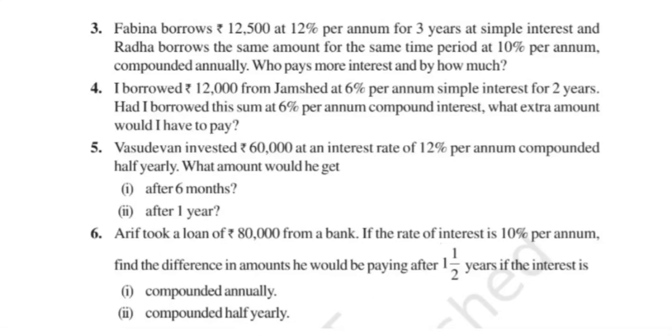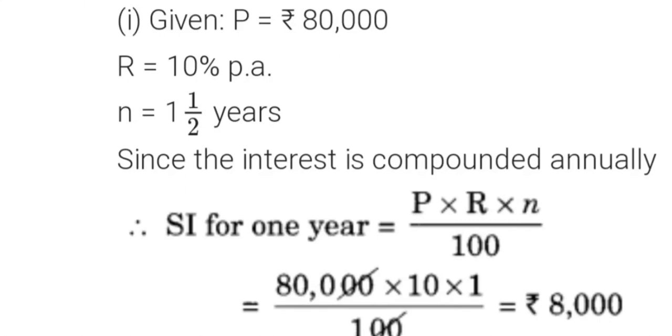Now let's see question number 6. Arif took a loan of rupees 80,000 from a bank. If the rate of interest is 10% per annum, find the difference in amount he would be paying after 1 1/2 years, if the interest is number 1 compounded annually and number 2 compounded half yearly. So see the first one. So principal is 80,000, rate of interest is 10% per annum and time is 1.5 years.